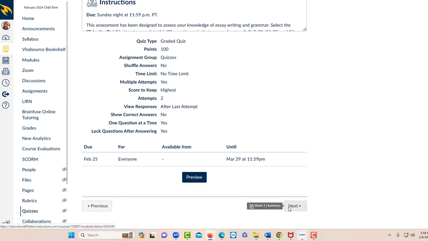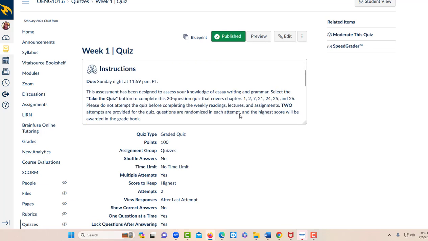Then you're going to have a graded quiz, and this assessment has been designed to assess your knowledge of essay writing and grammar. Select the Take the Quiz button to complete this 20-question quiz that covers chapters 1, 2, 7, 21, 24, 25, and 26. Please do not attempt the quiz before completing the weekly readings, lectures, and assignments. 2 attempts are provided for the quiz. Questions are randomized in each attempt, and the highest score will be awarded in the gradebook.